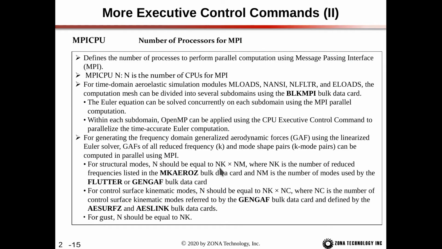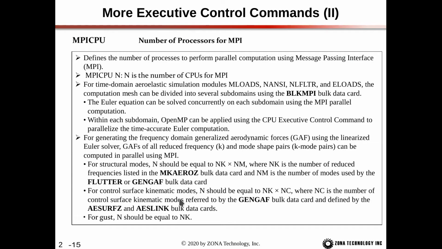And in ZEUS, if you have 160 cores available in your cluster, setting mpiCPU 160 will send off each K-mode pair task to each MPI core. And so you'll compute them all at the same time because each K-mode pair can be computed independently of one another. So for most efficient computation, if you set n equal to NK times NM, that would be most efficient.